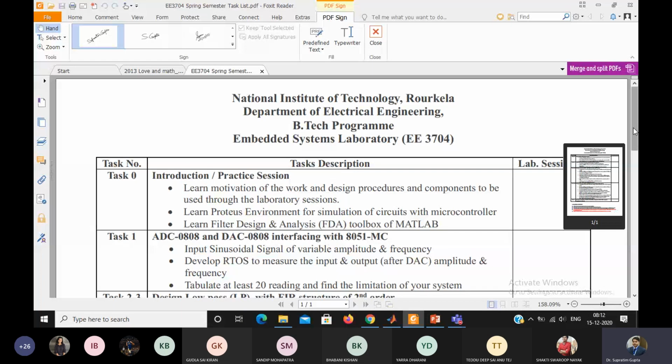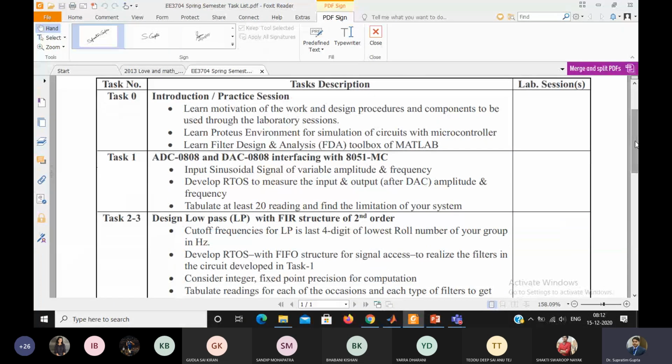So the first part is mostly your recapitulation of whatever you have learned earlier in the theory class, the simulations with interfacing, and particularly we will be utilizing the interface of ADC and DAC, which was already demonstrated during that class. So you can easily code that and test it. So task 1 should take only one session or so, and because you are at home, you can do it by yourself at any time whenever you are free.